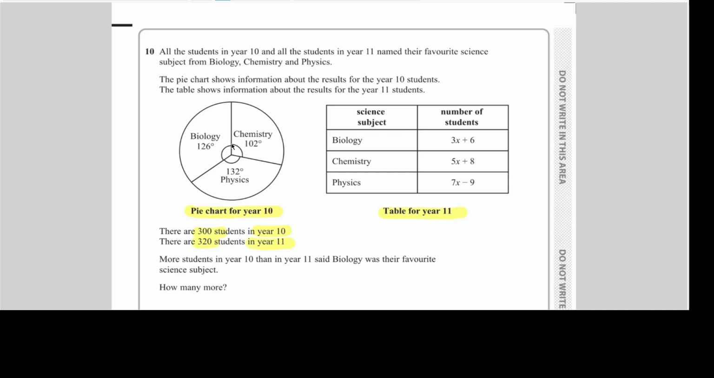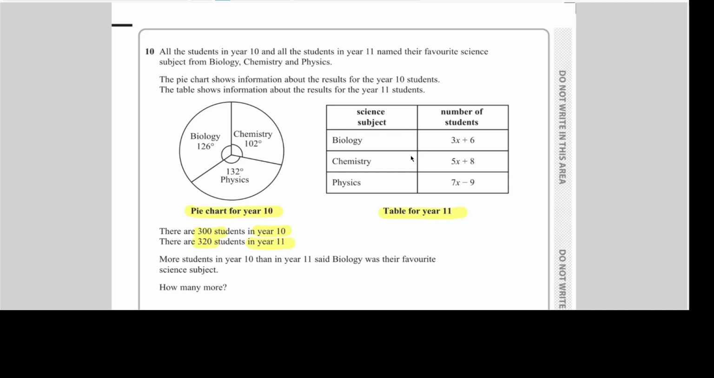More students in year 10 than in year 11 said biology was their favorite science subject. How many more? Now, there are more students who said that biology was their favorite subject in year 10. You have to figure out how many more than year 11. For that, you need to get the number of students who said that biology was their favorite in year 10.